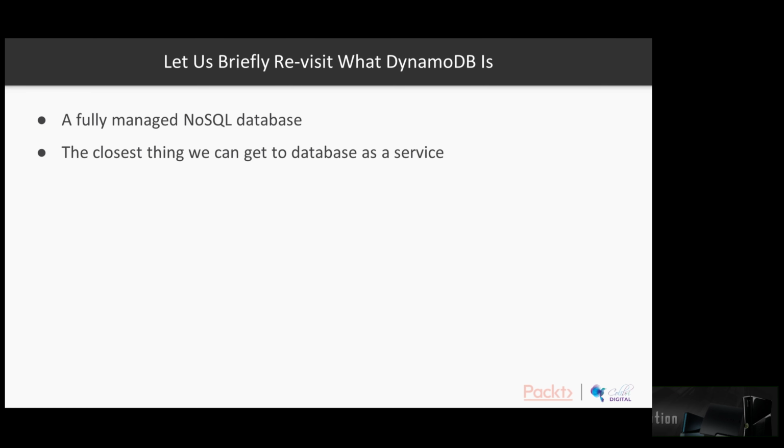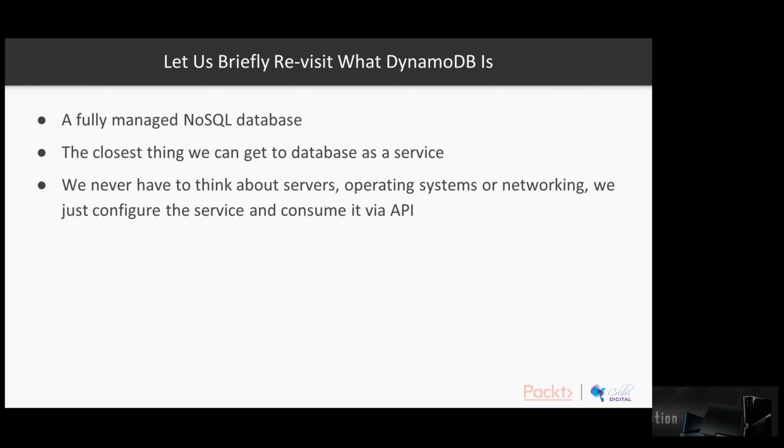So as we've seen with DynamoDB, the only interaction that we ever have with it is via an API. We never stand up infrastructure, we just call an API to send our data and to get our data back again. We never have to think about servers, we never thought about operating systems, we've never said we're going to run this on Ubuntu or Red Hat or anything like that. We've never made any consideration of networking, it's just something that we call over the internet. All we've done is configured the service and then consumed it directly via an API.